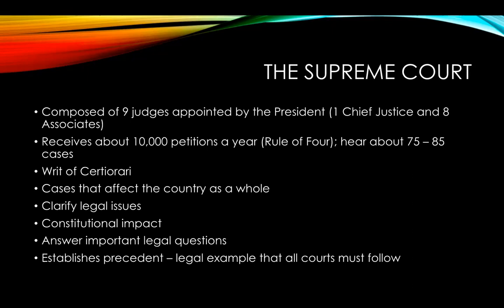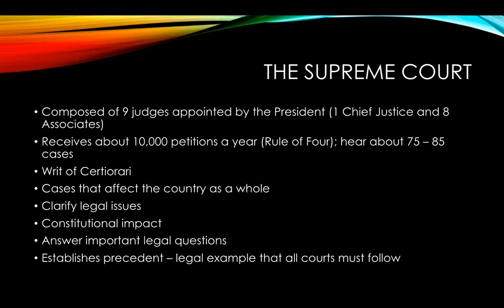So the Supreme Court is composed of 9 judges that are appointed by the president. You have 1 Chief Justice and 8 associates, okay? They receive about 10,000 petitions a year, which is a lot. So in order to decide which of those cases that they will actually hear, they have a rule of 4, which means that 4 of the 9 justices have to vote in order to accept a case, okay? So they hear about 75 to 85 cases a year.